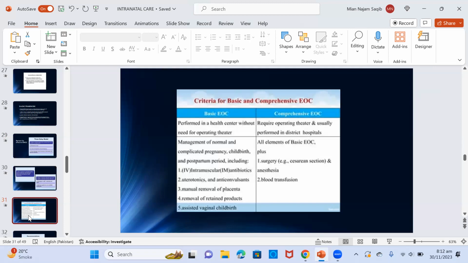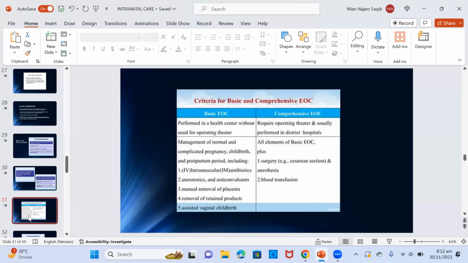This is once again a summary of the basic and comprehensive emergency obstetrical care. Basic is performed in a health center without the need for an operating theater. Comprehensive requires operating theater and usually performed in district hospitals. Basic includes management of normal and complicated pregnancy, childbirth, and postpartum period, including intramuscular and IV antibiotics, uterotonics, and anticonvulsants, manual removal of placenta, removal of retained products, and assisted vaginal birth.